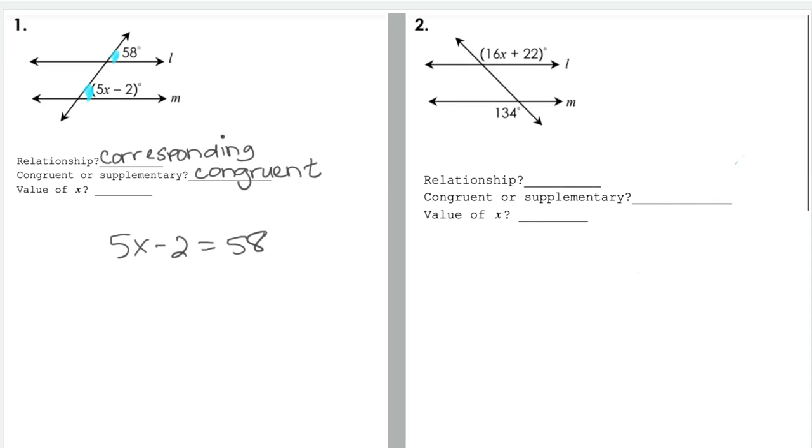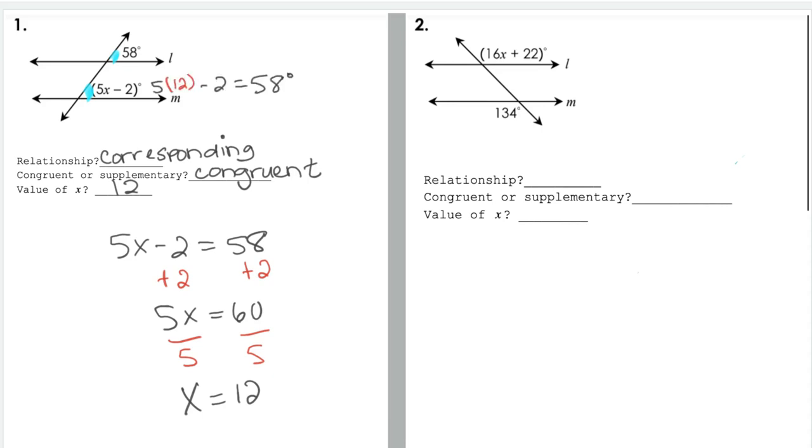All right, now I'm going to go ahead and solve this equation for x, and we would get that x is equal to 12. Now, if I plug this in to double check 5x minus 2, and I replace the x with 12, we would get 58 degrees for that angle because they are congruent.